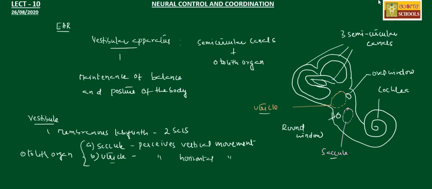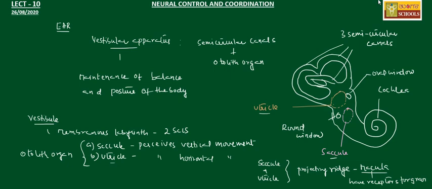Then the saccule and utricle contain a projecting ridge, and that is called the macula. The macula has receptors for gravity.